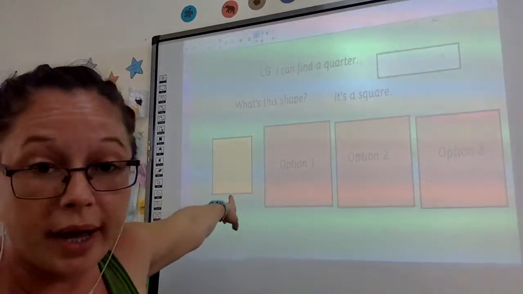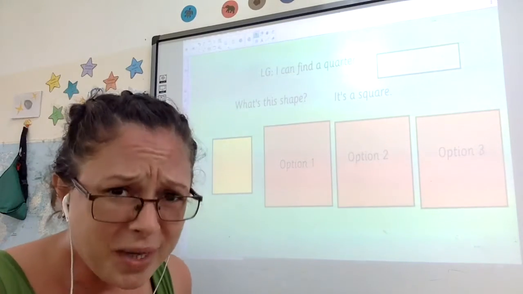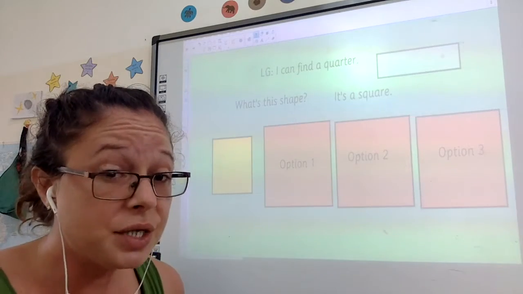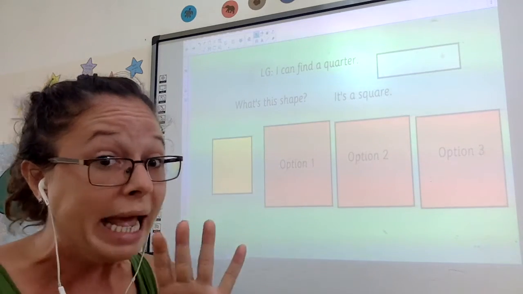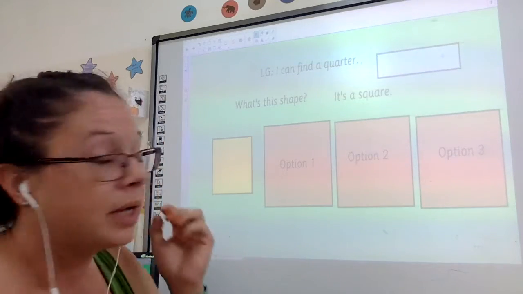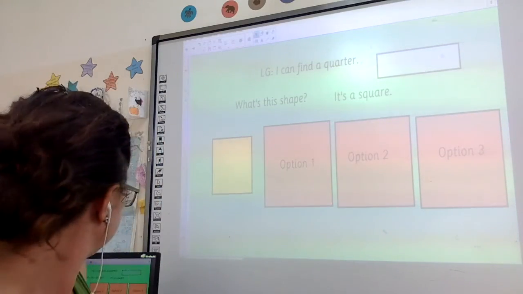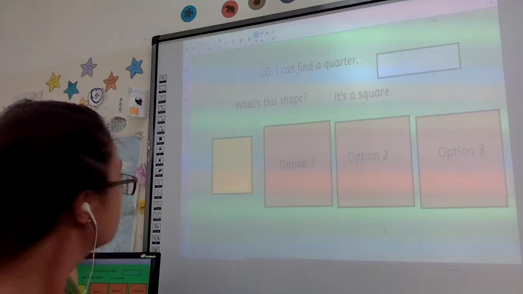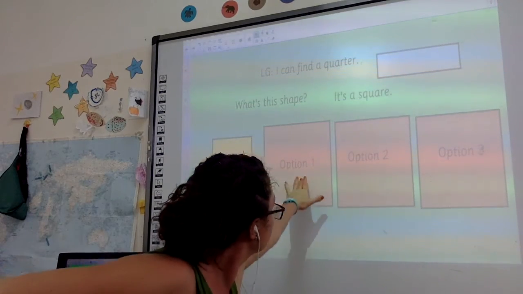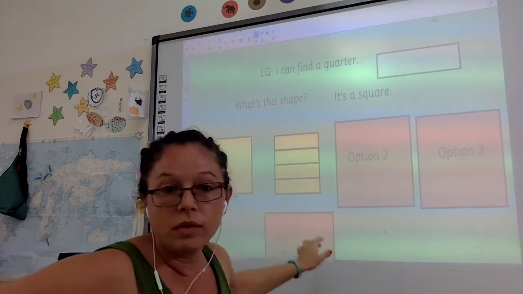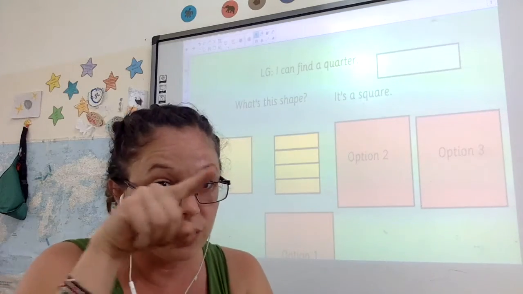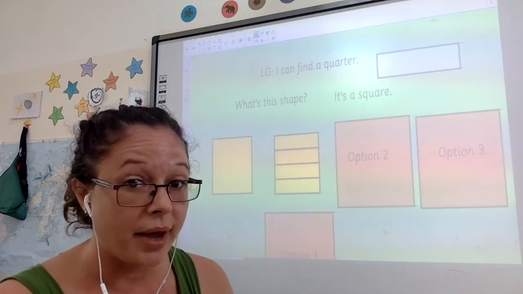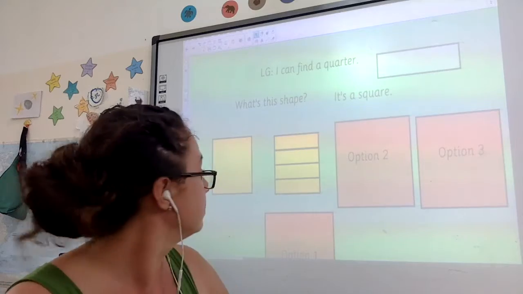Now, I have the square on the left. How could we divide that into quarters? When we divide things into quarters, they have 4 equal parts. Let's have a look. Option 1, we can draw 3 horizontal lines to divide the square into 4 quarters.